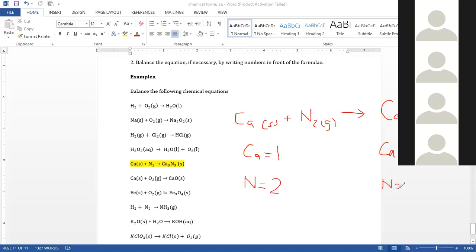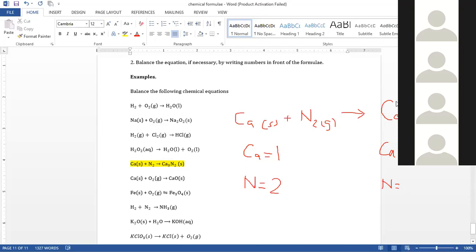Three. Teacher, but above you wrote two. He wrote two, to be three. Okay, sorry, the question had a typing error, because calcium has to be two. Yes, calcium has a valency of two. So it's a two that comes.